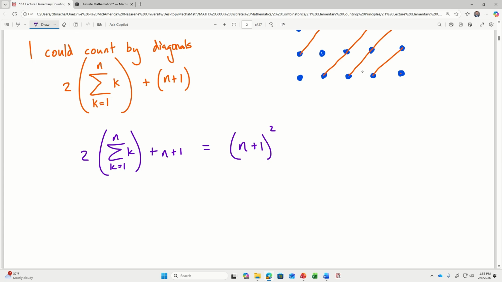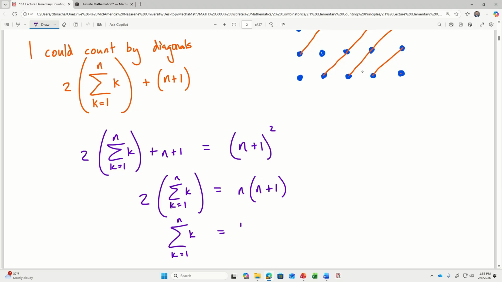And so I could subtract an n plus 1 from both sides. And if I subtract n plus 1 from both sides, it's not going to be n plus 1 times n plus 1, but it would just be n times n plus 1, because I took away one of those copies of n plus 1. And then I divide both sides by 2. And I get this formula.